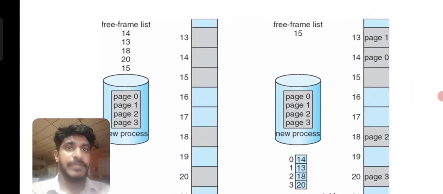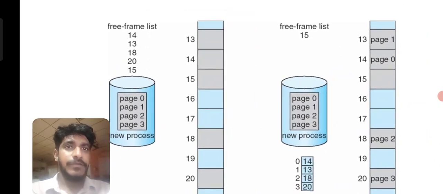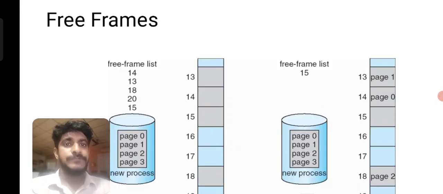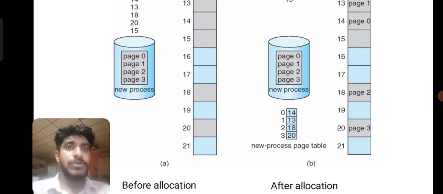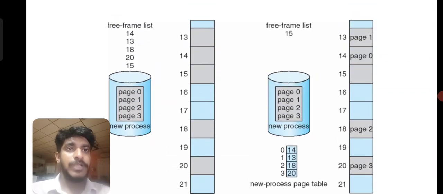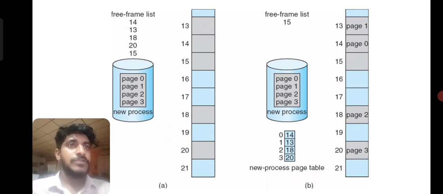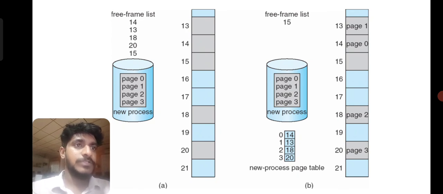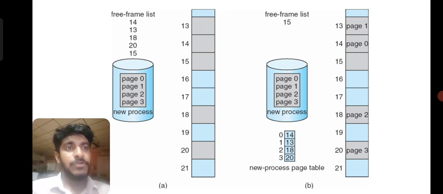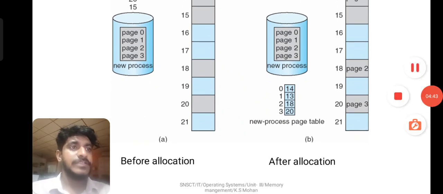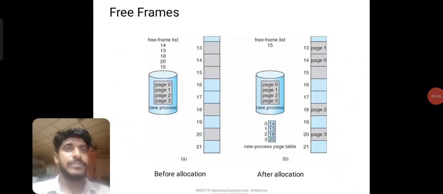Before allocation, there is a new process and a free frame list with values from 14 up to 15. The new process has pages 0, 1, 2, 3 and so on, and we have the free frame list. The new process page table then maps the pages to free frames. So we can clarify this by looking at the free frames before allocation and after allocation.